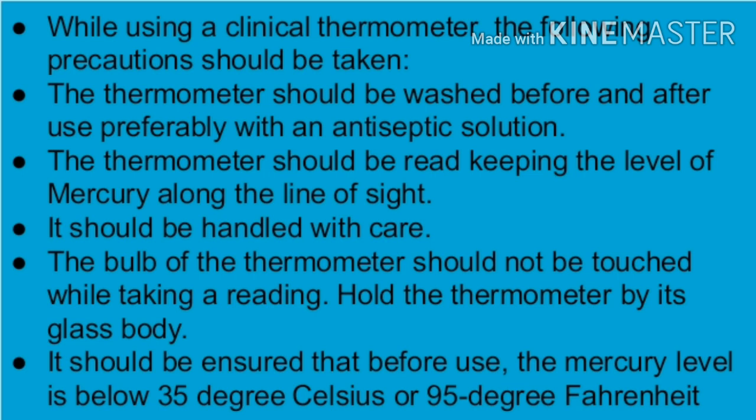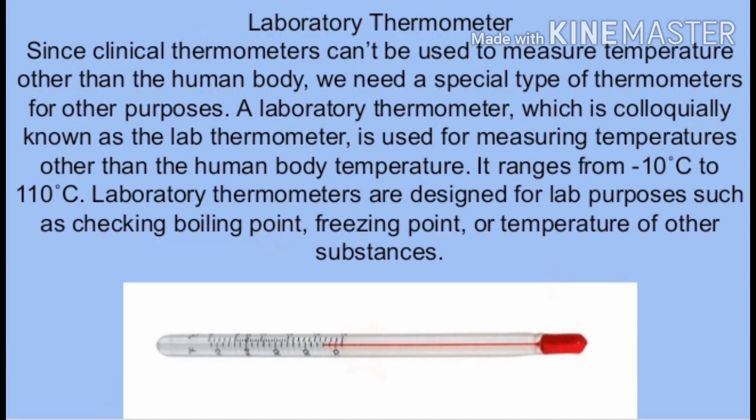While using a clinical thermometer, we have to take the following precautions. The thermometer should be washed before and after use with an antiseptic solution. The thermometer should be read keeping the level of the mercury along the line of sight. It should be handled with care. The bulb of the thermometer should not be touched while taking a reading. It should be ensured that before use, the mercury level is below 35 degrees Celsius.